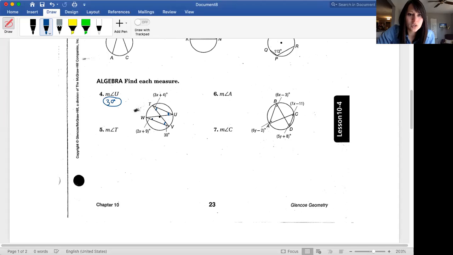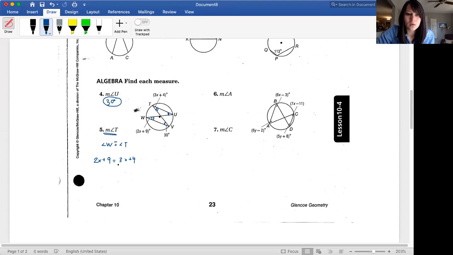Okay, looking at number 5, T. So we know that these two angles have to be congruent and they are sharing arc UV. They didn't give us the arc, but they gave us the angle of W. So if I know W, then I have to know T. However, it's in an algebraic expression. And so, I know that angle W is congruent to angle T. So whatever W is, 2x plus 9, that has to be equal to 3x plus 4. Now be careful that you don't just find x and stop there. It says find angle T. So you have to use x to actually find angle T.